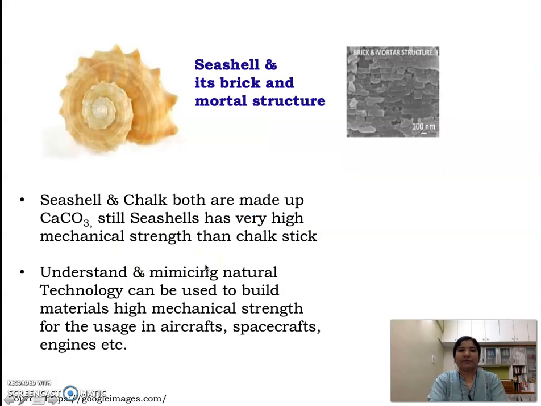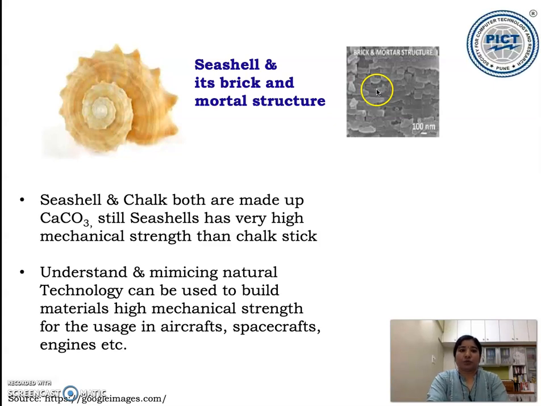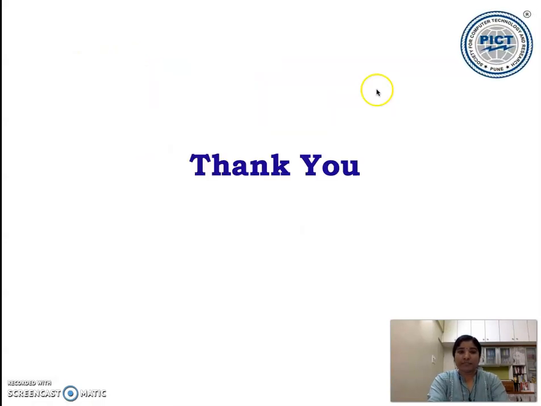Another example that we can take is the seashell and its brick structure. Seashell and chalk are both made up of CaCO3, but still the seashell has a much higher mechanical strength than a chalk stick because of its structure. So understanding and mimicking natural technology can be used to build materials with high mechanical strength for different applications. These are the examples that we can learn from.